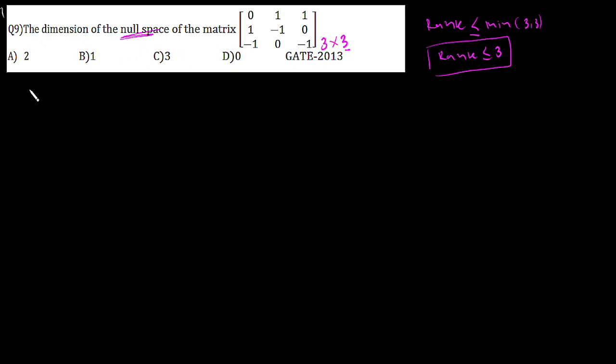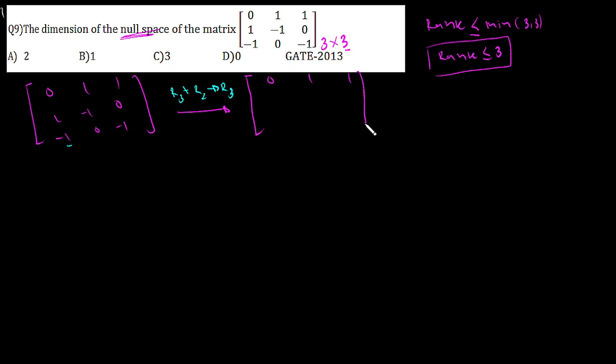So first of all let's put the matrix here, and to reduce it into echelon form we have to perform some row operations. Here I want to make this entry 0. So let's add row 2 to row 3, and it will give a new row 3. If I do this, the second row remains as it is, and here I am getting 0, -1 and -1.